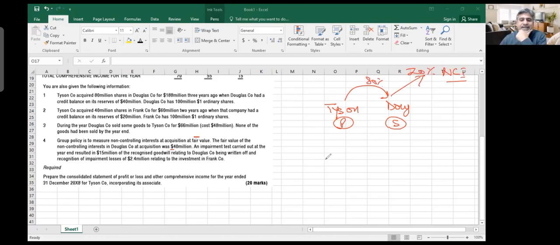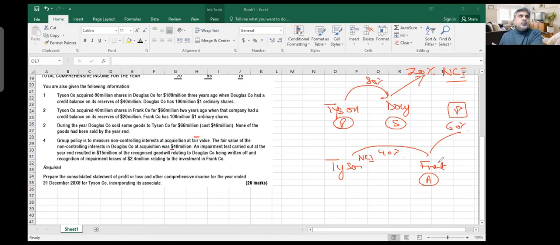Now, what happened? Tyson also had this company called Frank, which was an associate, and Tyson purchased 40% of Frank. So now 60% belongs to someone else. That someone else is actually the parent, because they have 60%. This time you, Tyson Company, are NCI. If you are taking the books of Frank, you would say Tyson is my associate, my non-controlling interest. Understand this point? Just like when you are Tyson, you think you're the parent of Douglas and everyone else is non-controlling interest. But if you were making the books of Frank, they would think that Tyson is our non-controlling interest.